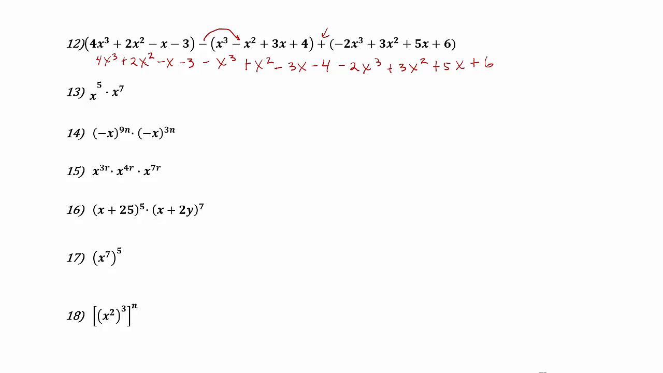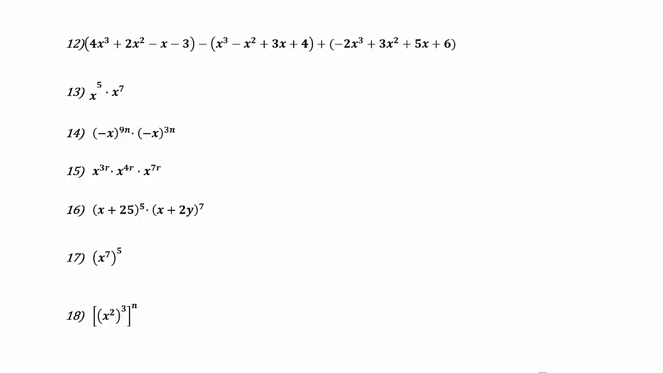So now let's look for like terms. 4x cubed minus x cubed minus 2x cubed. That's x cubed. 2x squared plus x squared is 3x squared, plus 3x squared is 6x squared, minus x minus 3x is minus 4x, plus 5x is x. Minus 3 minus 4 is minus 7, plus 6 is minus 1. Okay, so I'll erase that just to clear the board.